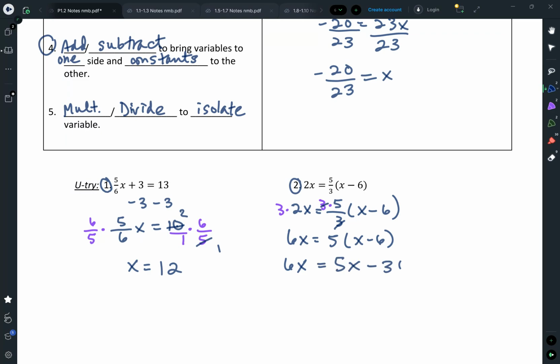And then I will subtract 5x on both sides. I'm already starting to isolate them on the left, so that's really my only move. X is equal to negative 30.